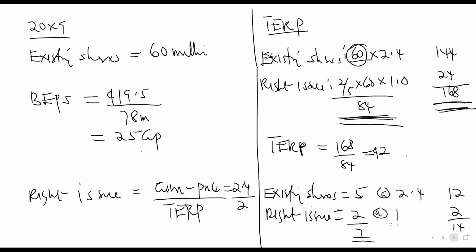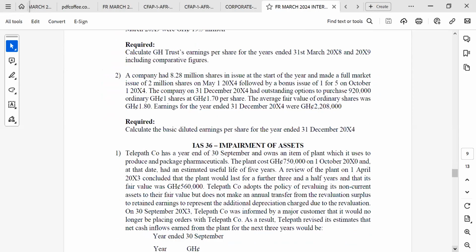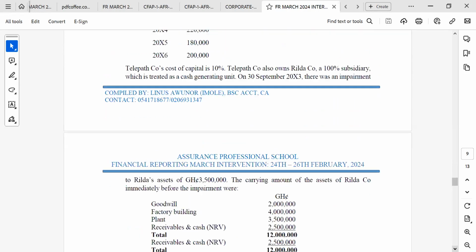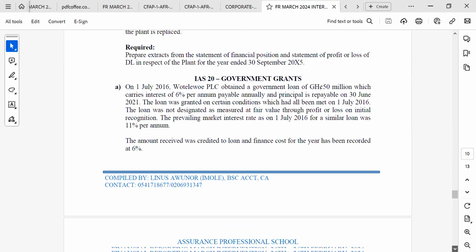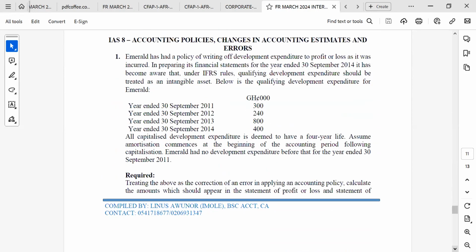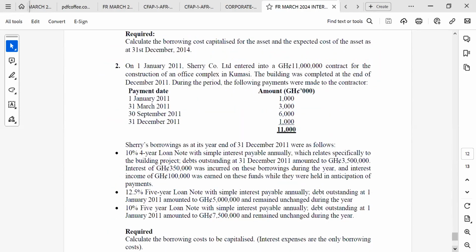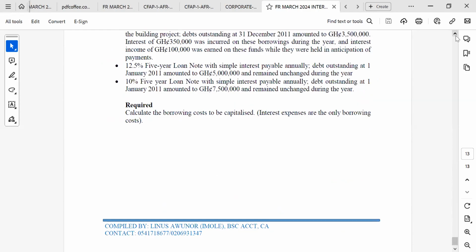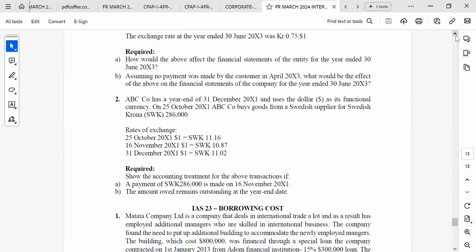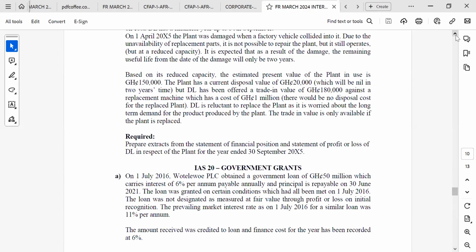Okay. So let's move on to the next one. We don't have time. So you can try, especially question 2, on your own. Let's look at impairment. Let me deal with the impairment. Then we look at the government grants, non-current asset held for sale. Then the remaining ones, the effect of changes and the borrowing costs, you can look at them yourself. Let me see whether I can do at least 2 standards before we close.